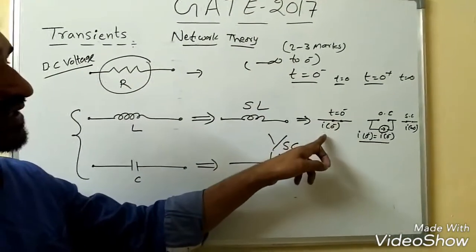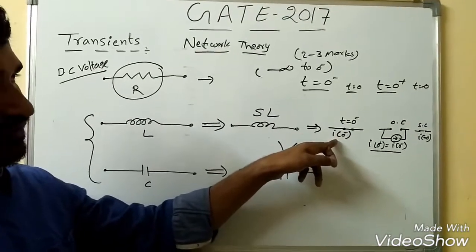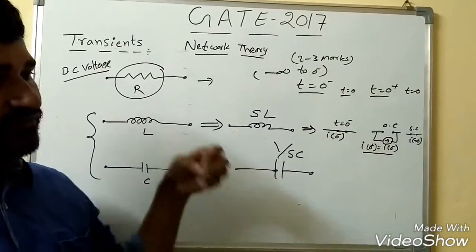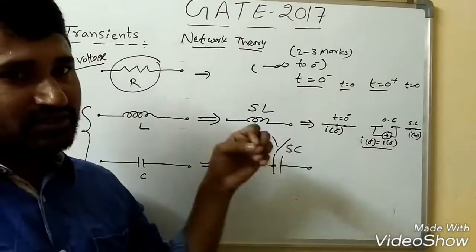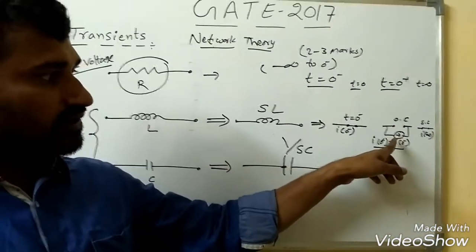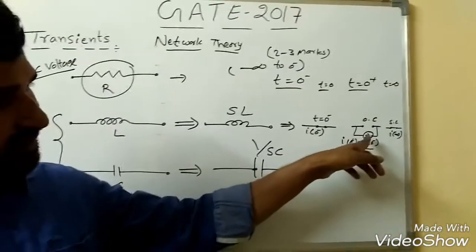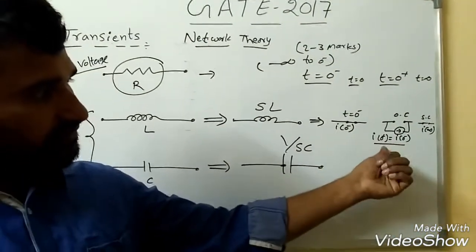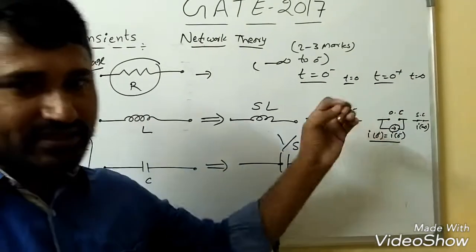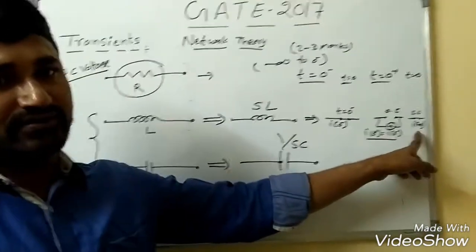At t equal to 0 minus, it will behave like a simple short circuit, and the current flowing is I of 0 minus. At t equal to 0 or t equal to 0 plus, whenever we apply some voltage or current, it will oppose sudden changes. That means it should behave like an open circuit. But already some current is flowing, so that current should be there. That's why, in parallel, there is a current where I of 0 minus is equal to I of 0 plus. Again at t equal to infinity, it will reach steady state, so there is a current of I of infinity.